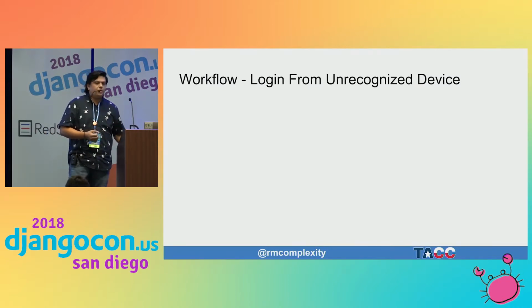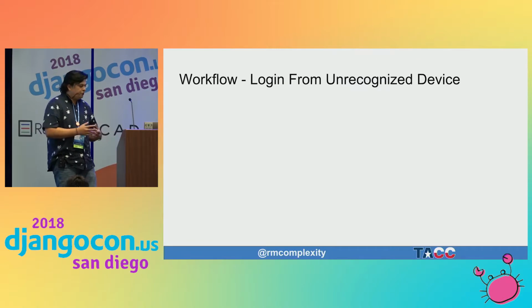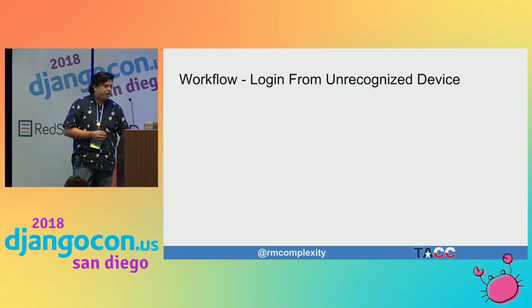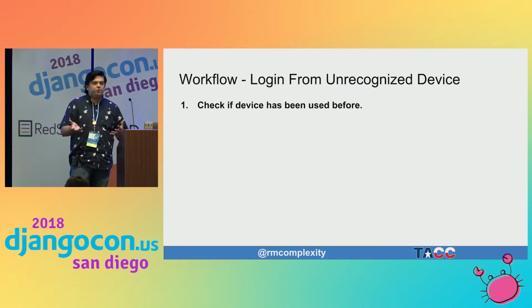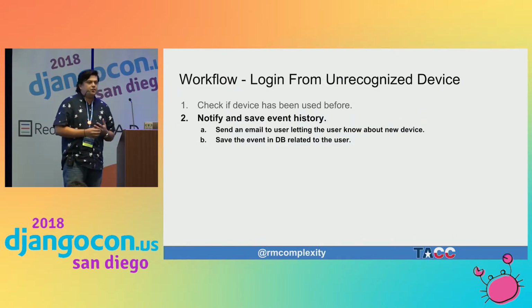And let's think about whenever somebody logs into an account, and you want to check if that user is logging in from a new device. There are different things that we can do in the background. Let's go through the requirements that we need for it. First, we need to check if the device has been used before. Then, if it is a new device, we need to notify the user, tell them that this is a new device, and we need to save that event into a database.